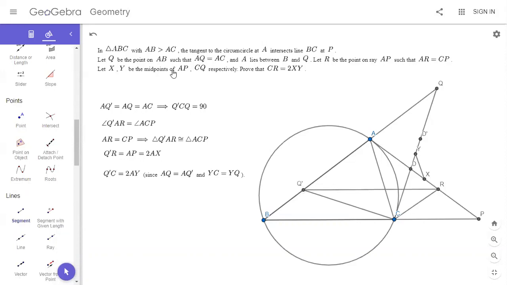I'm going to draw in the two congruent triangles. Okay. So we want to show angle Q prime CR is AYX. Just reiterating it.